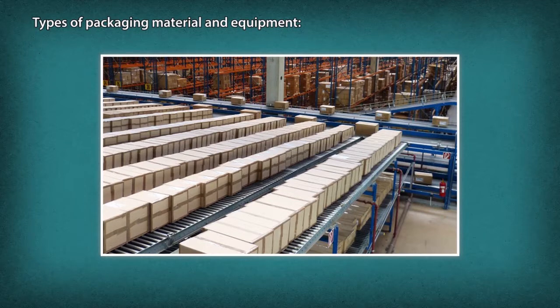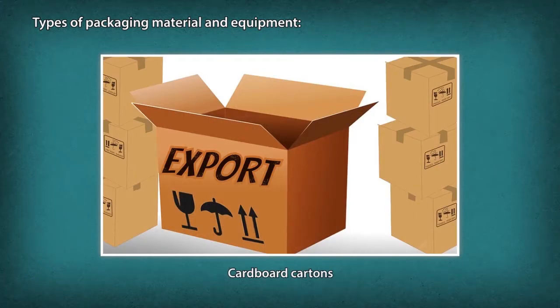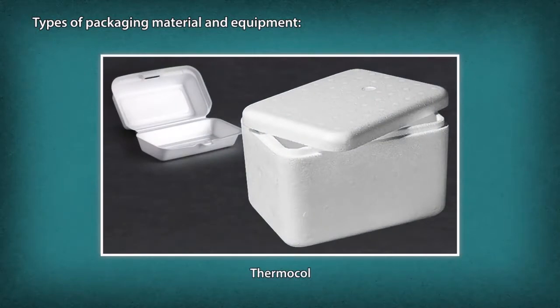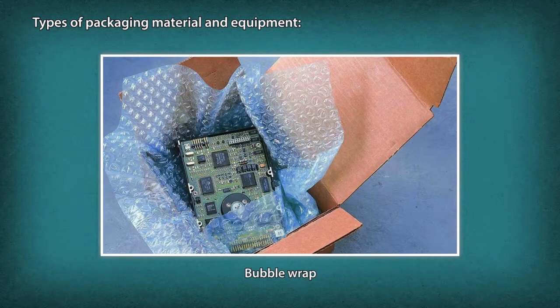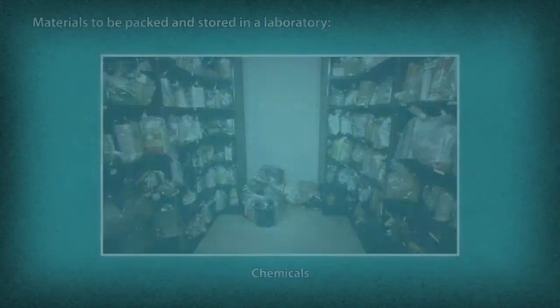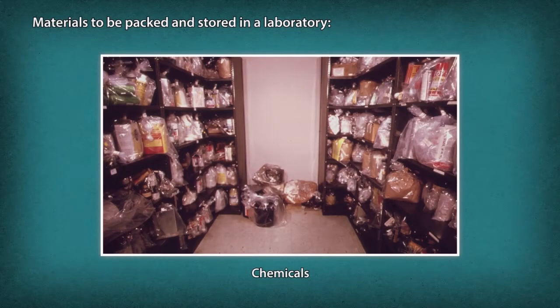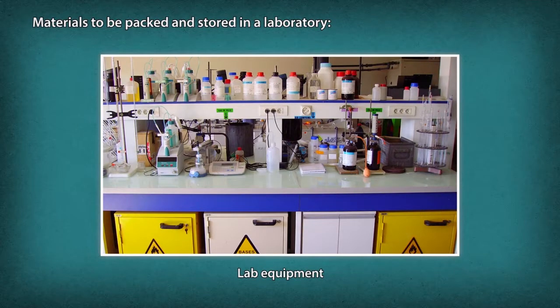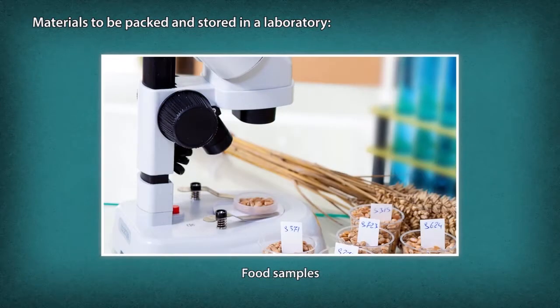manner. The types of packaging material and equipment used are cardboard cartons, safety boxes, foam, thermocol, bubble wrap, plastic bags. The following materials are to be packed and stored in a laboratory: chemicals, lab equipment, food samples.